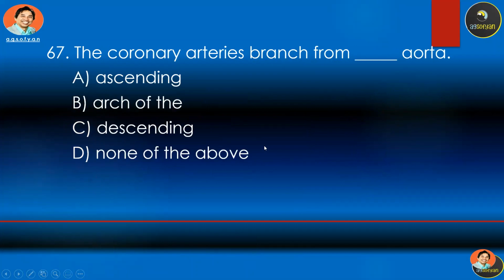The coronary arteries branch from blank aorta. Okay, as just mentioned, they branch from the ascending aorta. So the first part of the aorta over here is called the ascending aorta. It branches into two arteries, the coronary arteries.